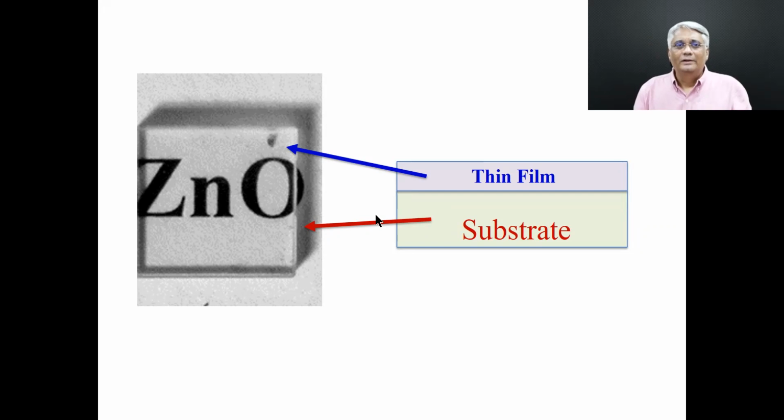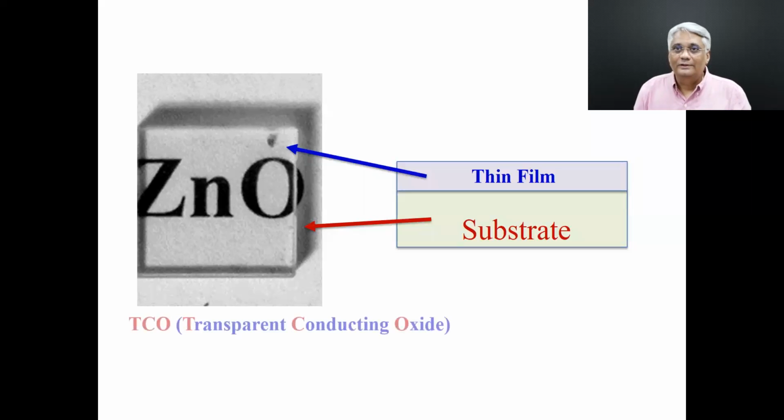This is just to demonstrate how nicely a transparent conducting layer can be deposited on a glass substrate. The substrate with the thin film on it is kept on zinc oxide letters printed on a paper, and you don't even realize that there's a film on the top, right? So that means this 60 to 70 nanometer thin film of zinc oxide is completely transparent, as transparent as glass. Okay, yeah, this is what it is. It's called transparent conducting oxides.